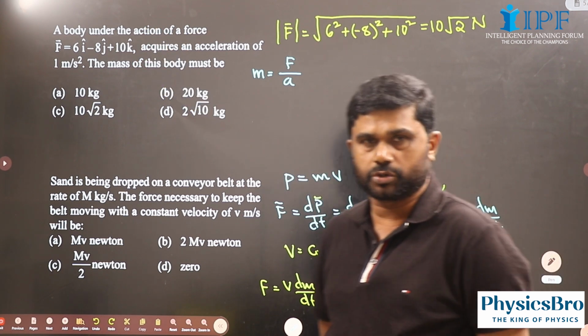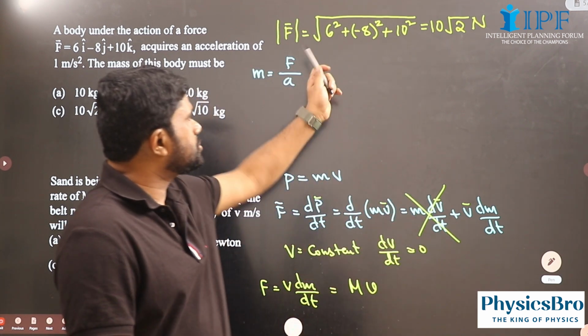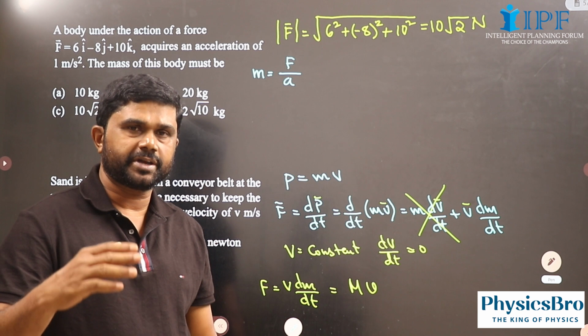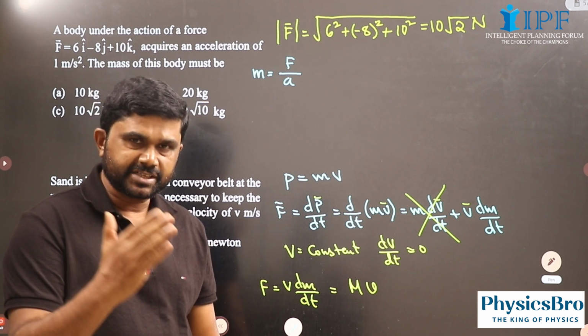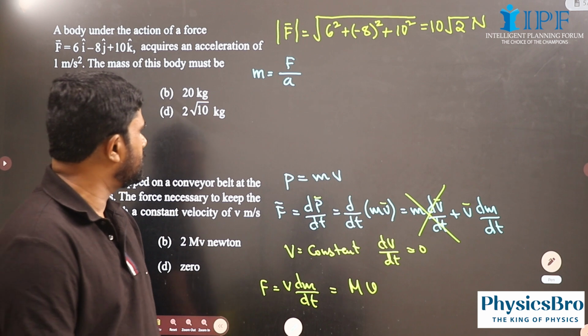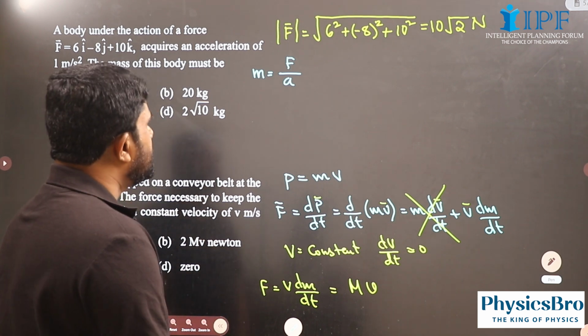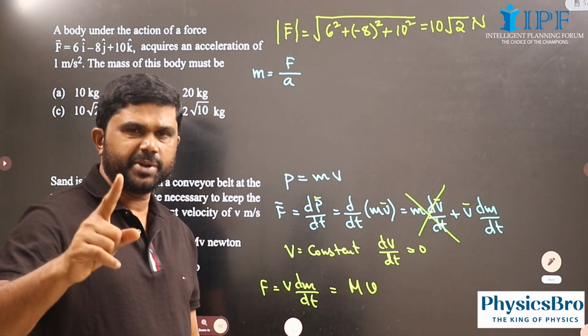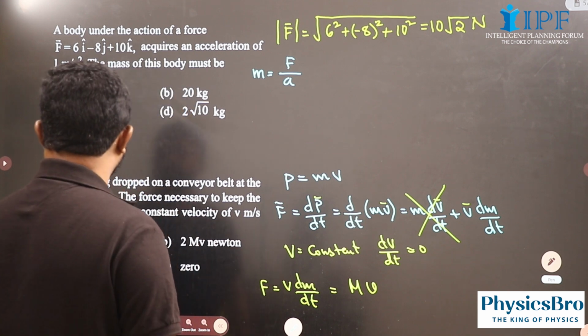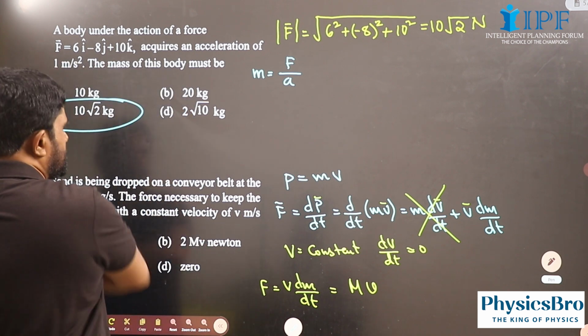It will be under root 6 square plus 8 square plus 10 square. Okay, 6 square plus 8 square is 10 square, so 10 square plus 10 square under root, so it will be 10 root 2 Newton. Okay, that is the force, and the magnitude of acceleration is 1 meter per second square, so the mass will be 10 root 2 kilogram. So 10 root 2 kilogram, this much.